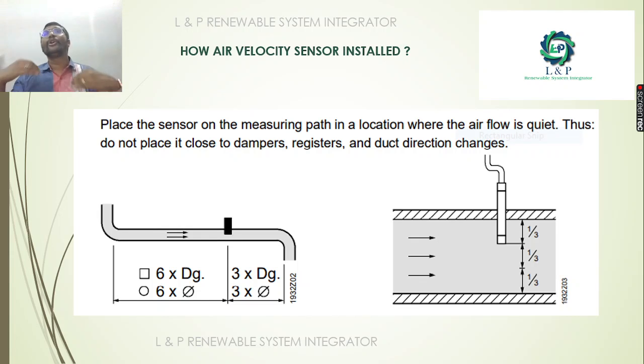And if you're going for a flat or rectangular duct, you have to install it at 1/3 of its height. The immersion stem should be at 1/3 of the total height of the duct. Most important notes when installing the air velocity sensor: you should not install it near dampers or registers, or at duct direction-changing locations, because in those places the velocity will be higher. You should install it in a location where the airflow is quite normal.